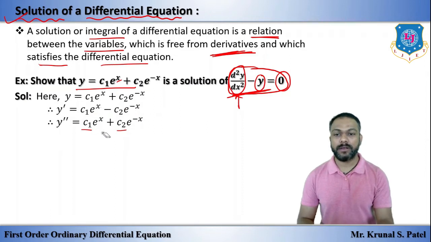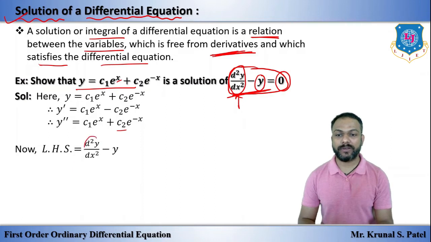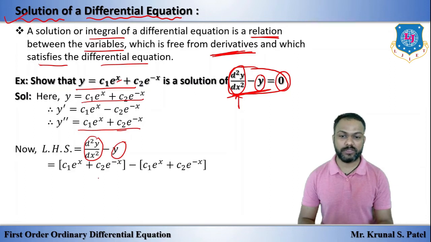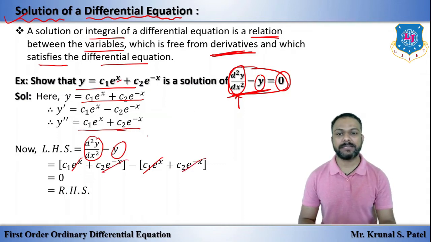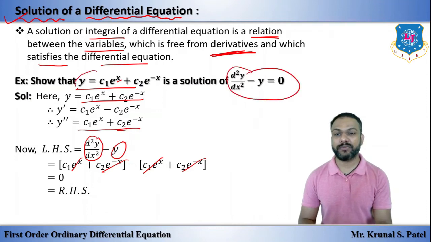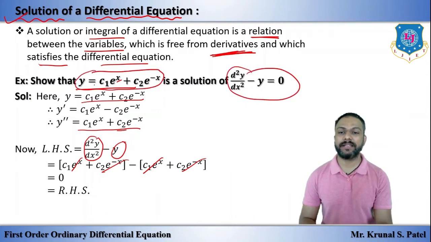Okay, now we have the second order derivative, so we'll put it in the left hand side. So d square y by dx square is given by this, and y is given by this, so we will put these two values, and by expanding this we can cancel out these two terms, minus plus, and this plus minus minus, so we can cancel out these two terms, and we have the right hand side. That means this y satisfies the given equation, and y is free from derivative, and which is a relation between two variables x and y. So we can say that y is a solution of the given differential equation.